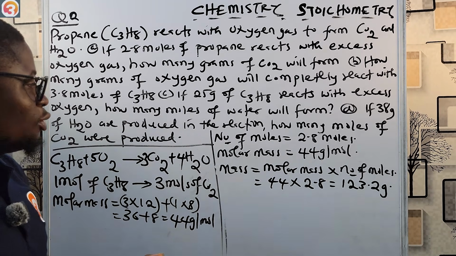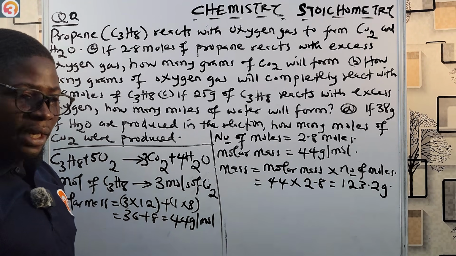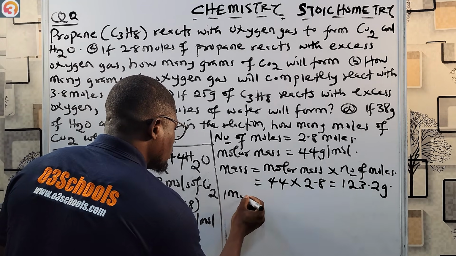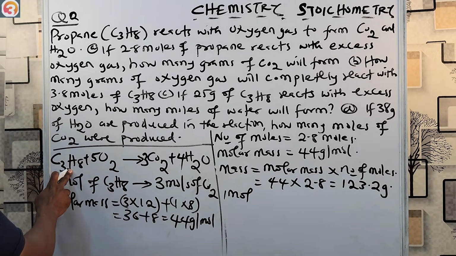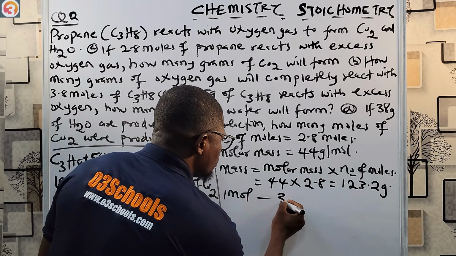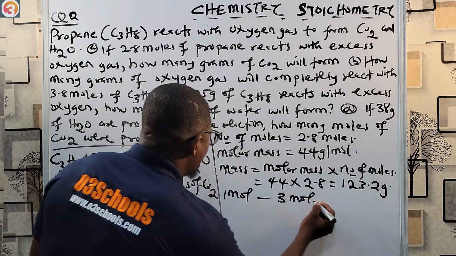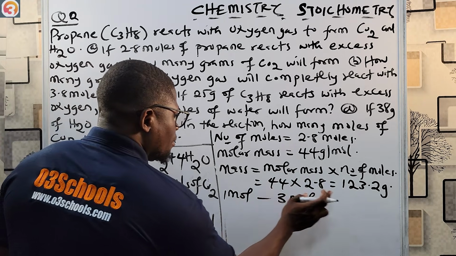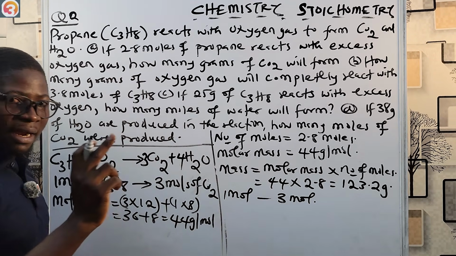So we know the mass of propane. Now can I bring our stoichiometry to play? Because we know that 1 mole of C3H8 gave us 3 moles of CO2. Now, 123.2 gram.